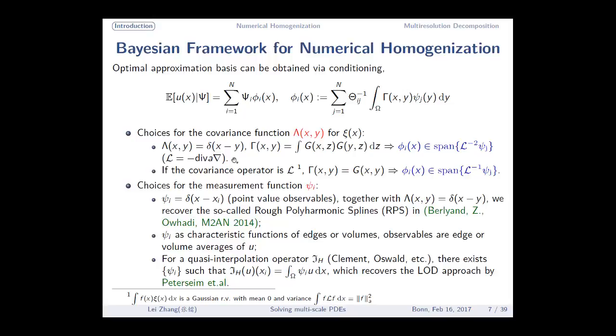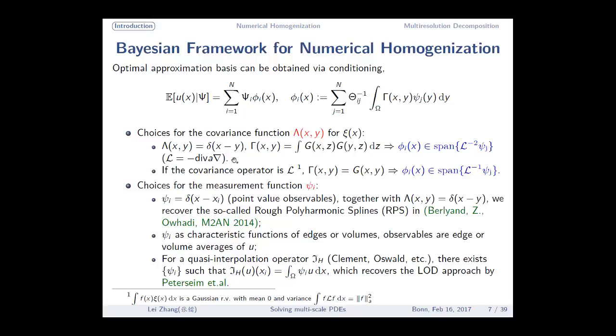You can choose lambda equal to a delta function, and that would be white noise. Now this gamma is just the convolution of the Green's functions. If I write L as minus divergence A gradient, this elliptic operator, then this gamma is actually the fundamental solution of L squared. So L squared gamma equals the delta function.